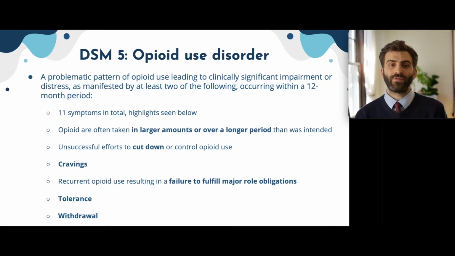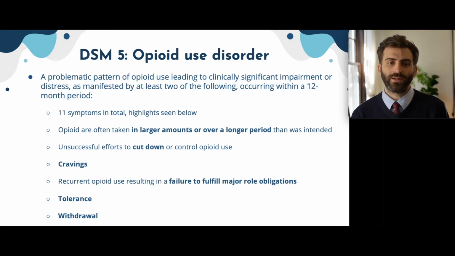Finally is the DSM-5 criteria for opioid use disorder. So this is, again, the medical term for opioid addiction, and this is a problematic pattern of opioid use leading to clinically significant impairment in some of the following symptoms. There's 11 in total, but I just highlighted some of them.